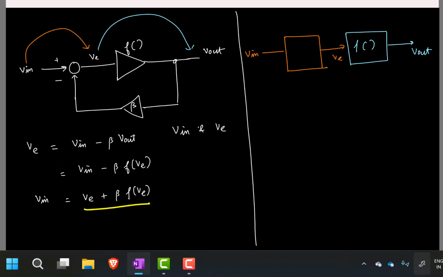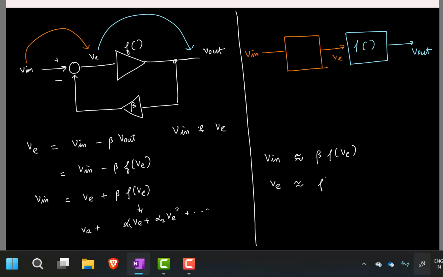So how can you approximate this guy? Just beta f of V e. What I'm saying is f of V e is amplifying V e to a large gain. Along with that, you have nonlinear terms. But if we have a large gain, this is going to dominate, right? Because f of V e is going to have some alpha 1 V e plus alpha 2 V e square and so on. And I have V e here. Alpha 1 V e will be really large compared to V e. So I can ignore this. Probably I'll write it here. So V in is approximately beta f of V e. So what is V e in terms of V in?